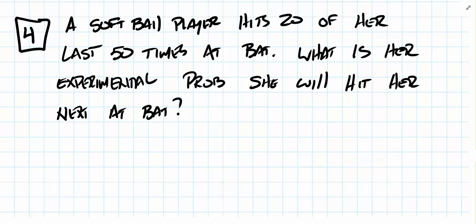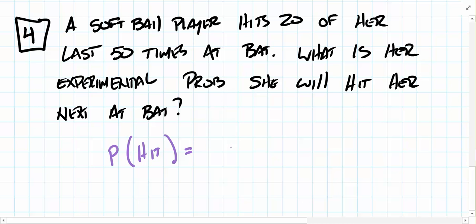So how are we going to set it up? Nick, what are we going to do? Probability of what? What are we taking the probability of? The probability of getting a hit, right? It is going to be the number of times the hit has happened, which is 20, over her trials, which is 50, which is 2/5, which is 40%.